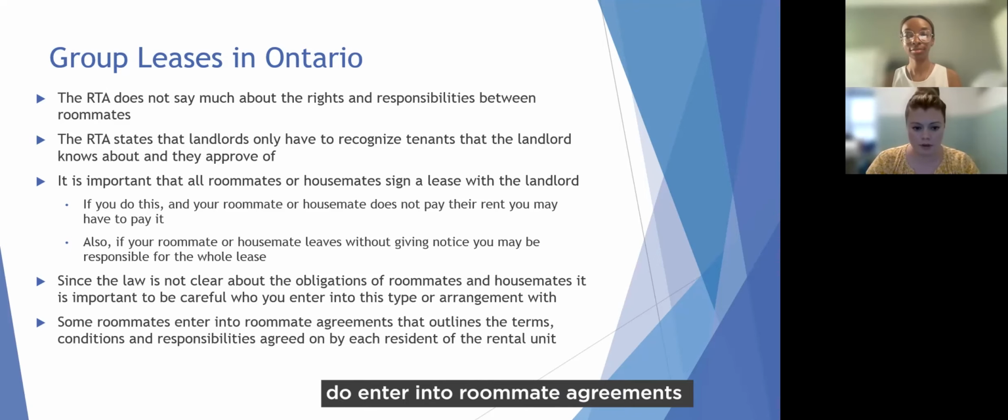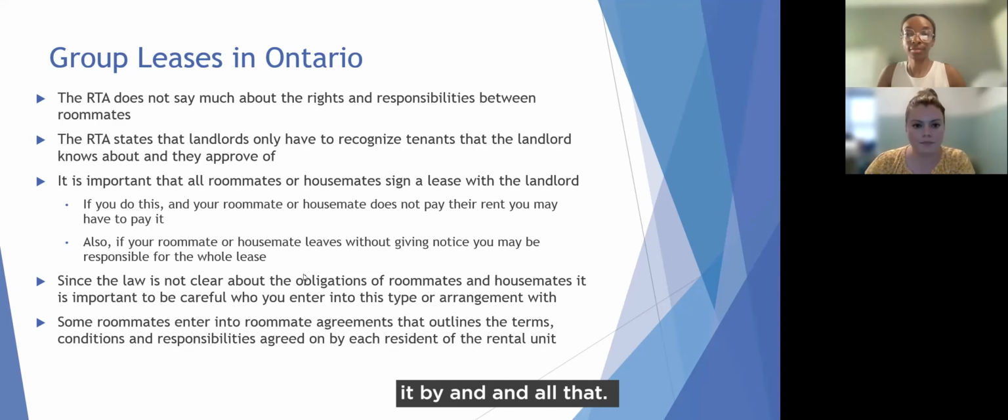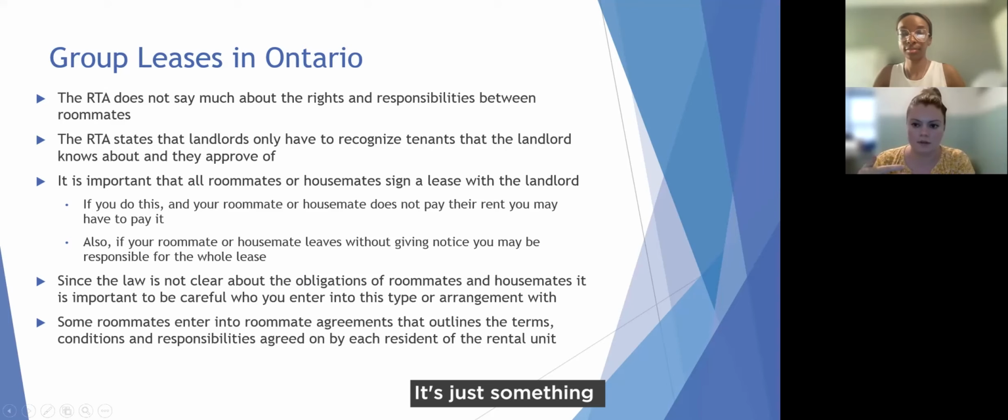And some roommates do enter into roommate agreements that outline terms, conditions, and responsibilities that are agreed upon by each resident of the rental unit. And that's something that you can do, and set out the terms that you are renting by. That would be outside of the RTA. It's just something that would protect you more in a small claims court situation, but it would provide some legal protection.